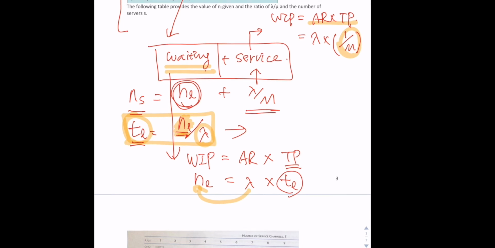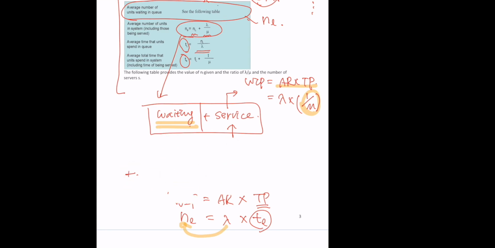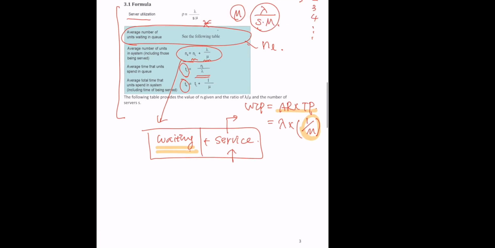Okay, the last one is TS. So what is TS? Time in the system. Again, a queuing system has two parts, right? So we can get the waiting time and service time. Time in the system equals time for waiting, TL, plus the service time, 1 over mu. Okay, now only one thing left.